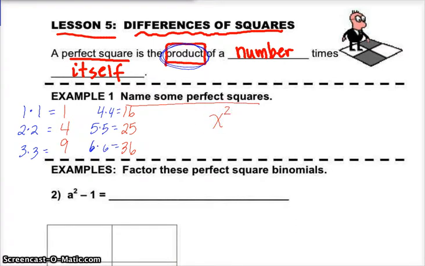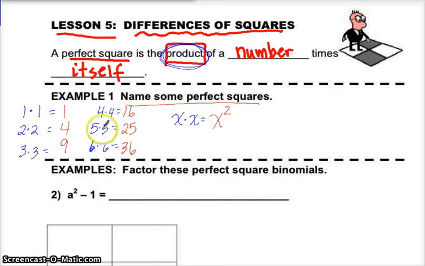Okay, how about x squared? Is that a perfect square? Is there some number times itself? Sure, but it's an unknown number. X times x is x squared. So x squared is a perfect square. If you continue, you should go ahead and continue all these numbers through 12, 13, 14, 15.